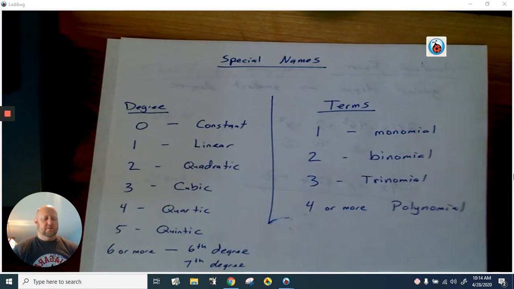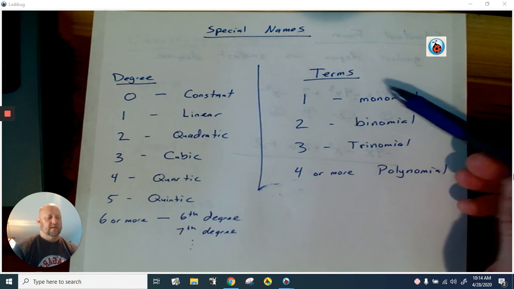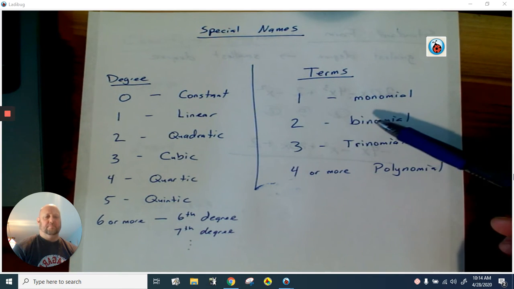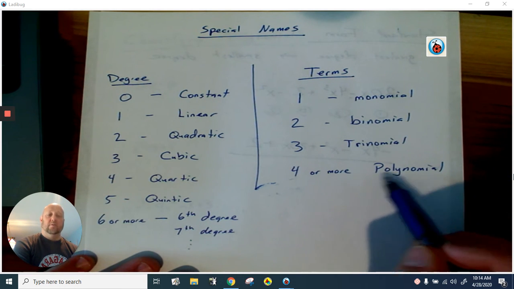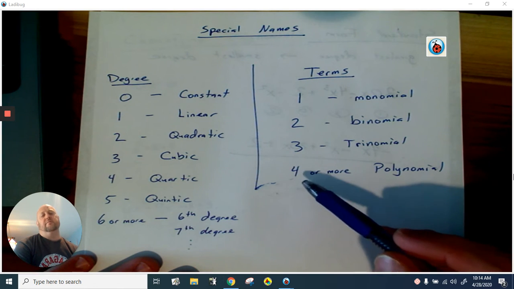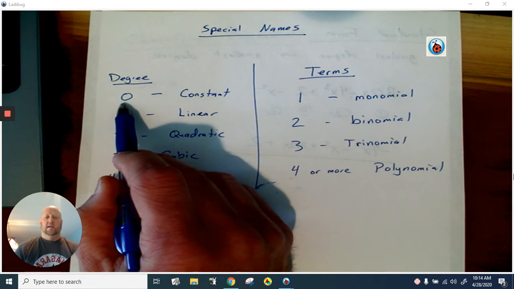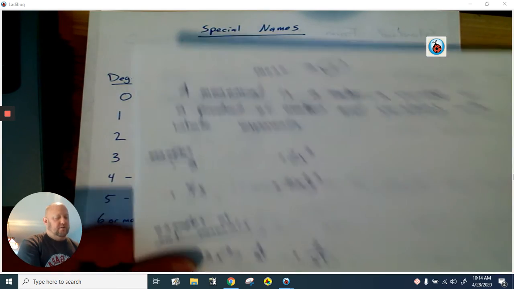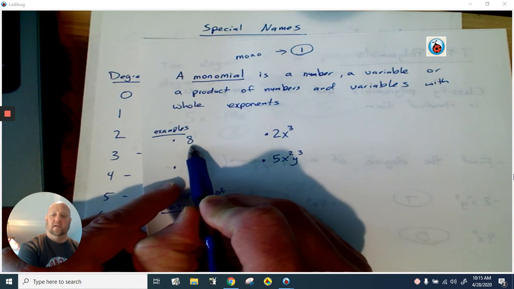But going back to some of the vocab, we have some special terms that we have to talk about. We just talked about these. The number of terms. If we have 1 term, then it's a monomial. If we have 2 terms, it's a binomial. If we have 3 terms, it's a trinomial. Remember, technically speaking, we can use polynomial for any number of terms, but we definitely use it for 4 or more, okay? And then we have names based on the degree of the polynomial. If the highest degree is a 0, we just call that a constant. So an example of that would be like this 8, just a number. That's what we call a constant, okay?